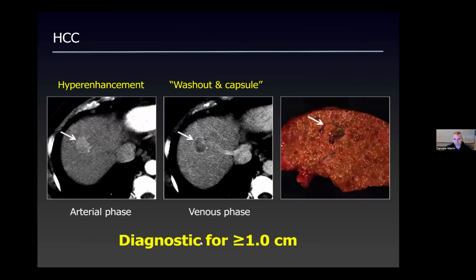This is just an example of a classic hepatocellular carcinoma. What we look for is arterial enhancement, increased arterial enhancement relative to the background liver parenchyma during the arterial phase. And then we look for washout and a peripheral capsule during the portal venous phase and the equilibrium phase. And I just want to remind you that if you see these imaging findings, you can make a confident diagnosis of hepatocellular carcinoma without the need of a pathologic confirmation or biopsy.